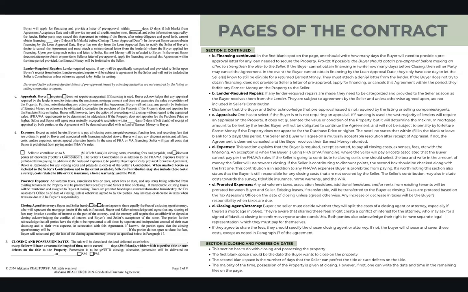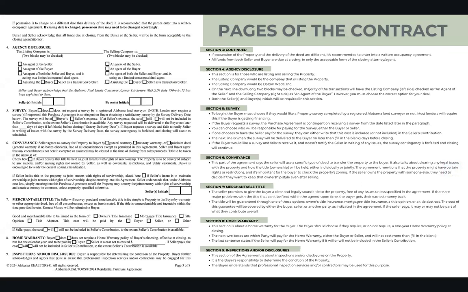Section 3, closing and possession. This section has to do with the closing. So the first blank space should be the date the buyer wants to close. And then the second blank will be the number of days that the seller can perfect the title or cure any defects that are found. So the majority of the time, possession of the property is given at closing. But if not, you can write the date and the time in the remaining lines on the page here.